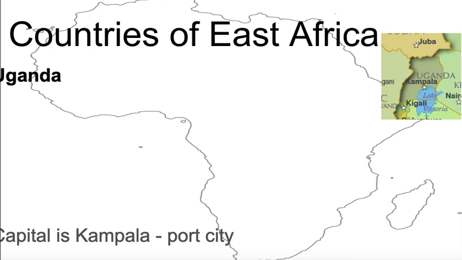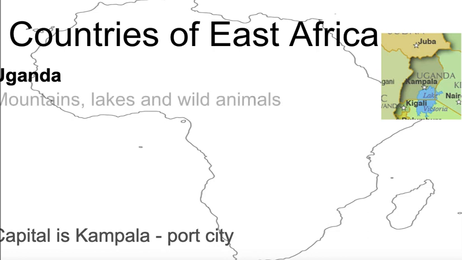This will be our last country for the day, and then on Wednesday we will finish up the countries of East Africa. Uganda is a fertile green land of mountains, lakes, and wild animals. It consists mainly of a central plateau.